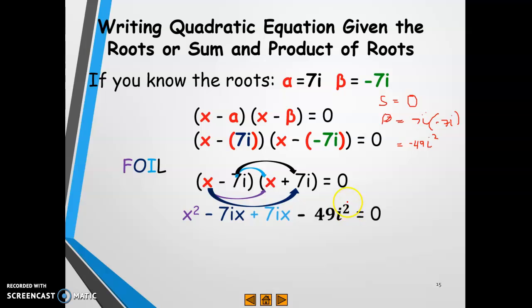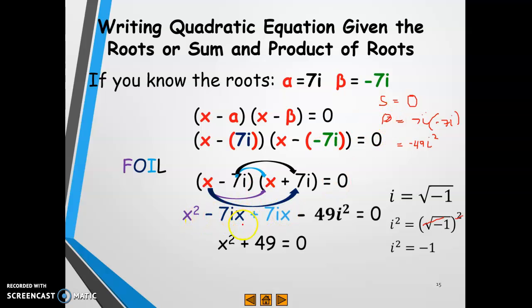Now take note, i is equal to the square root of -1, okay? And then if you square i, basically the square root of -1, which gives us cancellation of the radical symbol, and i squared is just equal to -1, okay? So now, if you add the middle term, it will just give you simply 0, right? 7ix plus -7ix is just 0.